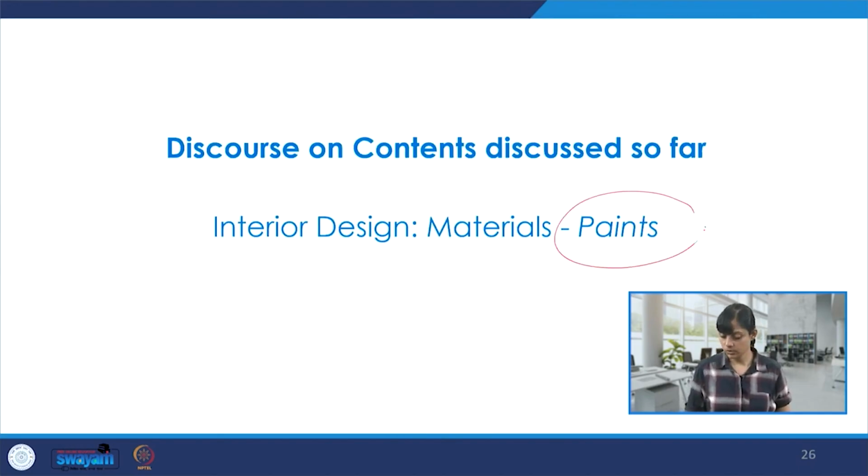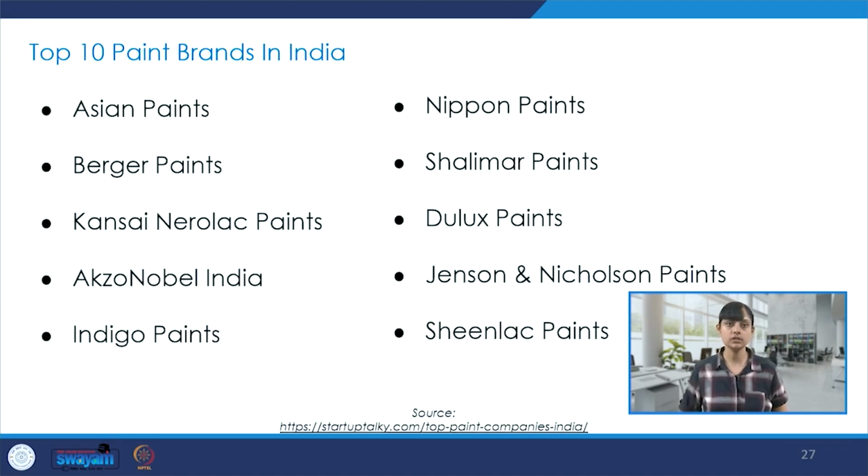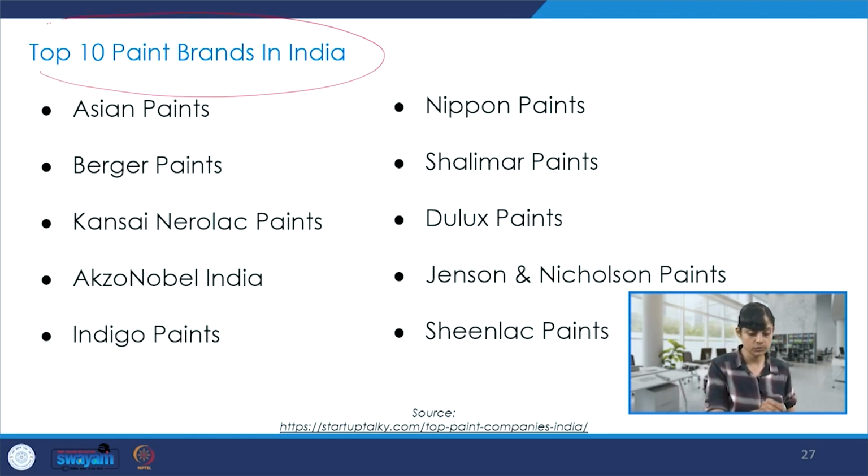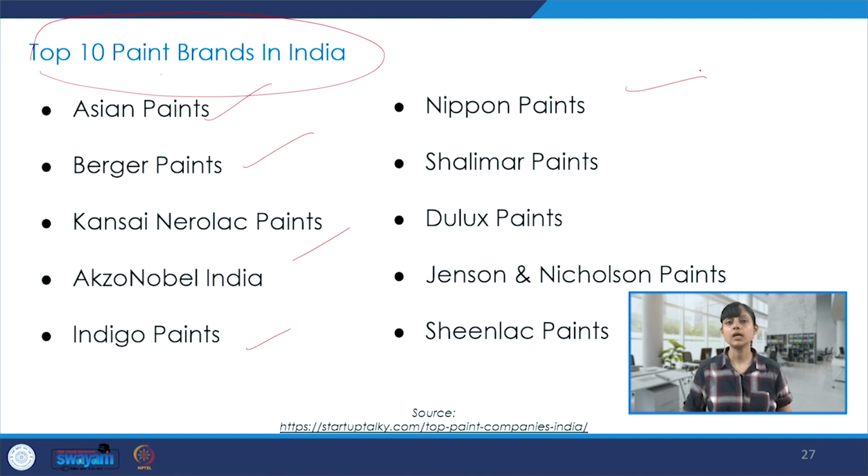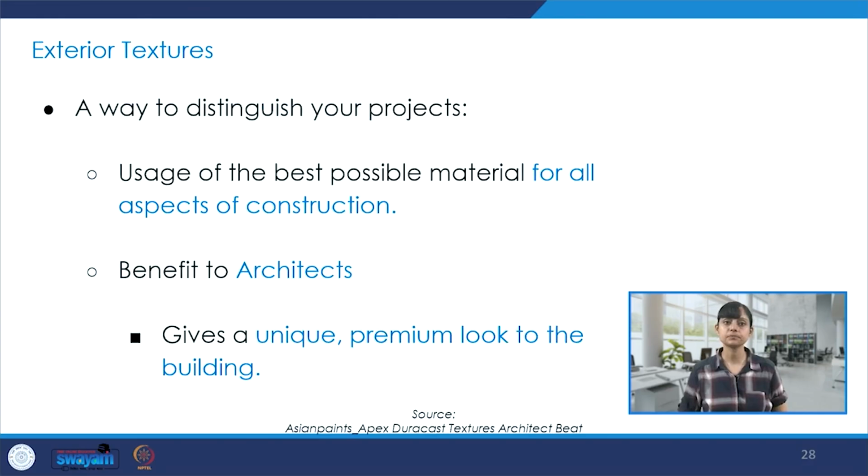Then we moved on to understand paints, which is also a very, very important material in the entire interior design industry gamut. We tried to understand the paint industry scenario, like the overall picture in India. We started with some popular brands, the ones listed over here. And then we took one case study specifically, and through Asian Paints, we tried to understand the details about paints and finishes and textures.